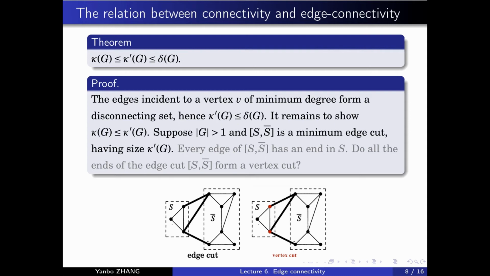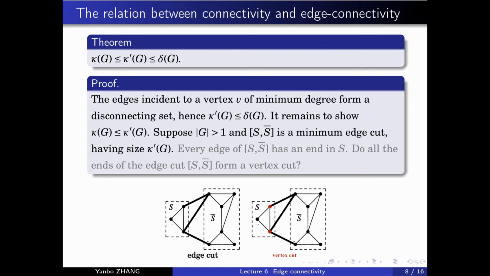The second inequality is easy to prove. The edges incident to a vertex v of minimum degree form a disconnecting set. They disconnect v from the other vertices. Hence, kappa prime G is less than or equal to delta G. It remains to show the first inequality: kappa G is less than or equal to kappa prime G.